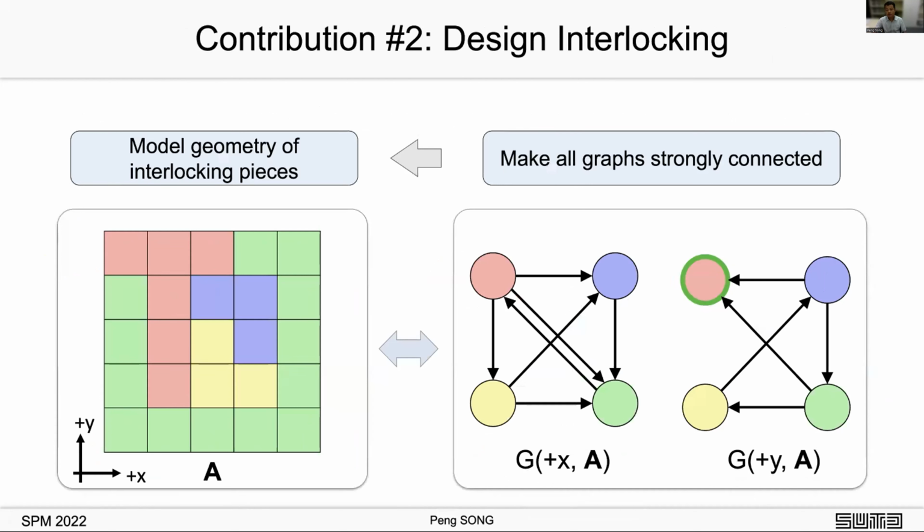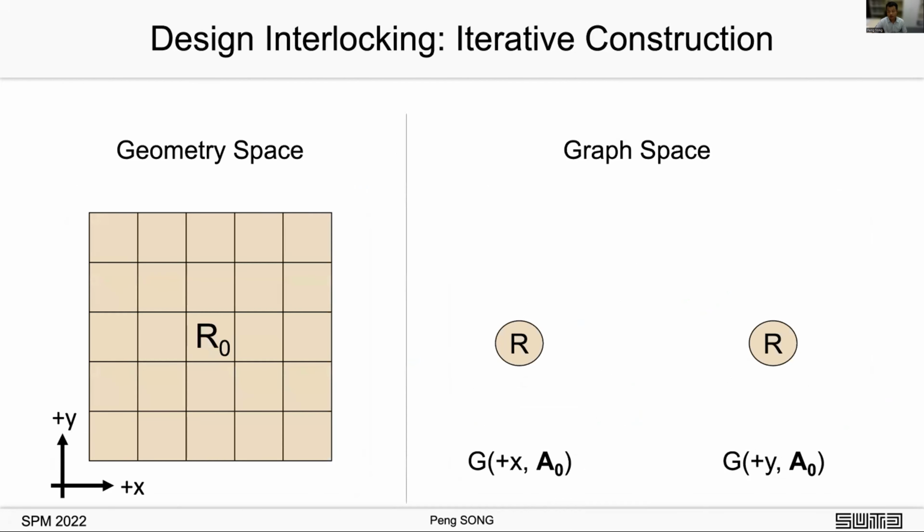These directed graphs can also be used for designing interlocking assemblies. The key idea is to break interlocking design into 2 stages. The first stage is to make the graph strongly connected, and the second stage is to use these graphs to guide the search of corresponding part assembly. Next, I will show you how to use these graphs to design interlocking assemblies on a simple 2D example.